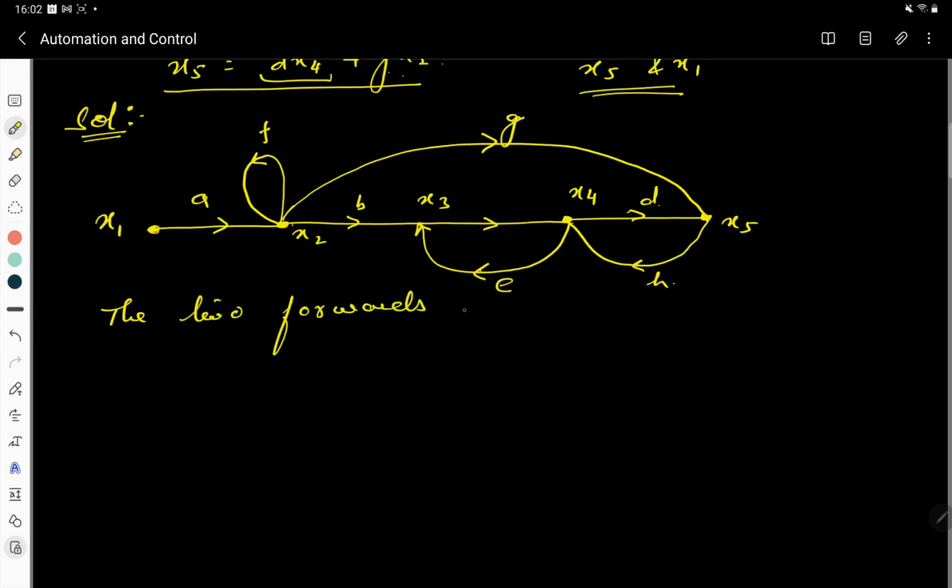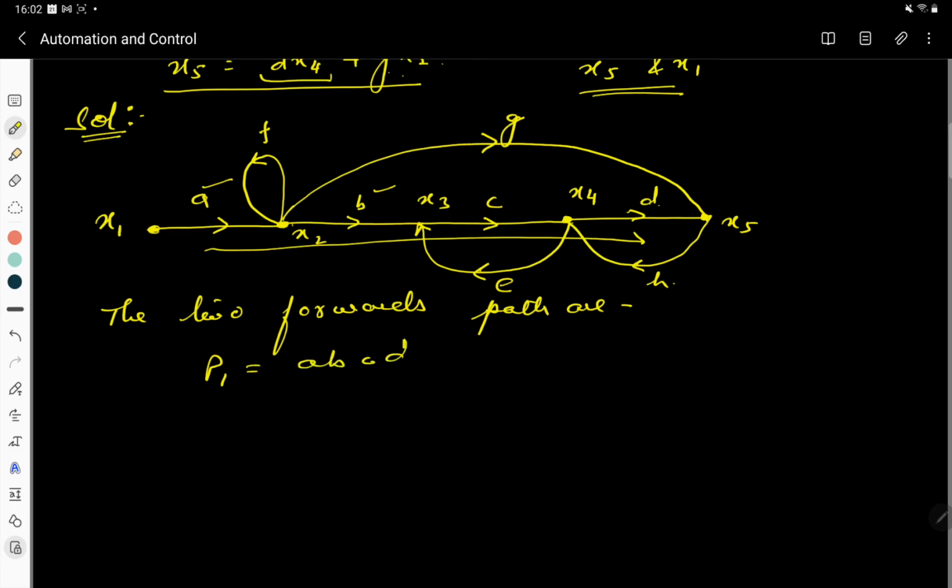Two forward paths are there. The first one is P1. P1 is a straight path. You can see that we are moving in a straight line over here, whose transmittances are A, B, and this transmittance is C and D. So this will be equal to ABCD.